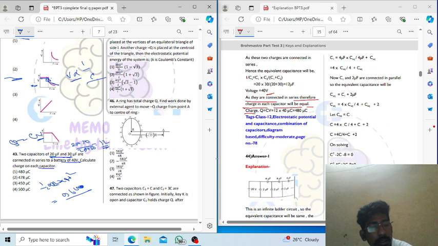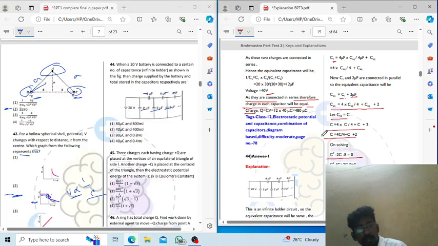So calculate the charge. To calculate the charge, Q equals CV. Already got C equals 4, so it will become 4 times 20. That is, the total charge is 80 microcoulomb. Now calculate the energy. Same formula, half CV square. You will get the value 800 millijoule.